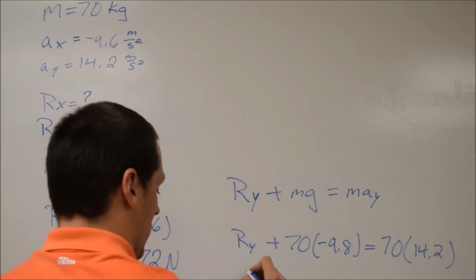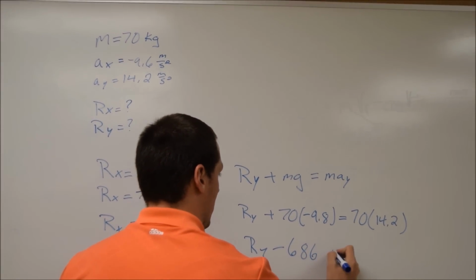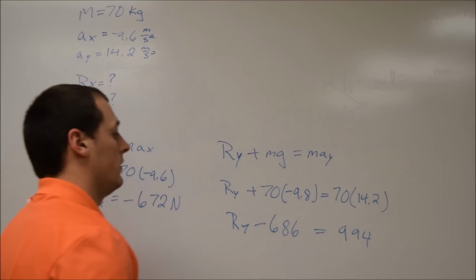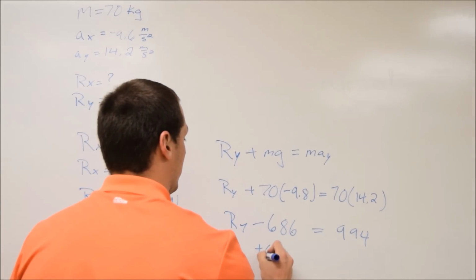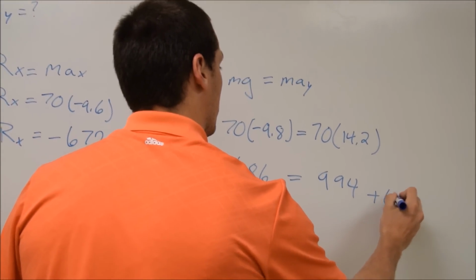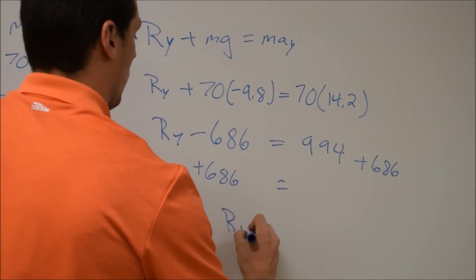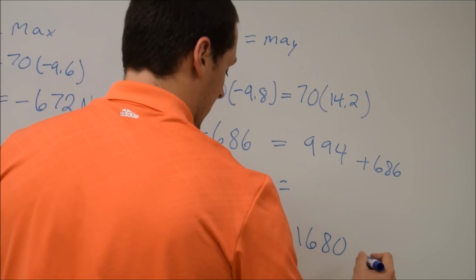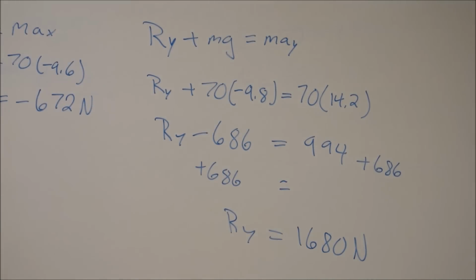So when we do the math here, we get Ry minus 686 is equal to 994. So now we need to get Ry by itself. So what we do is we add 686 to each side. And so now we're going to get Ry is equal to 1680. And that again is in newtons. And so that's that one, and you'll do the same for the next few problems.